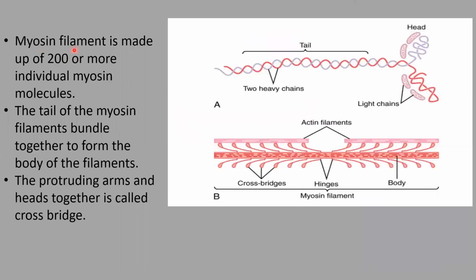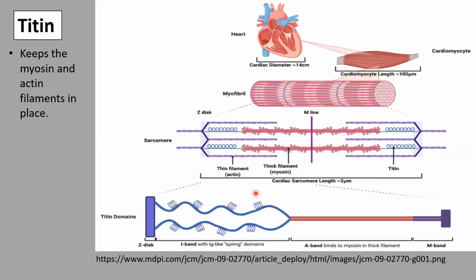So the myosin filament is made up of 200 or more individual myosin molecules. All together, more than 200 of them form the myosin, or thick filament. The tails of the myosin molecules bundle together to form the body of the filament. The protruding arms and heads together are called cross bridges.